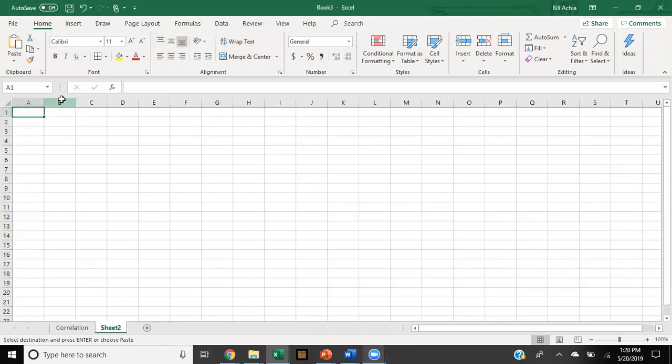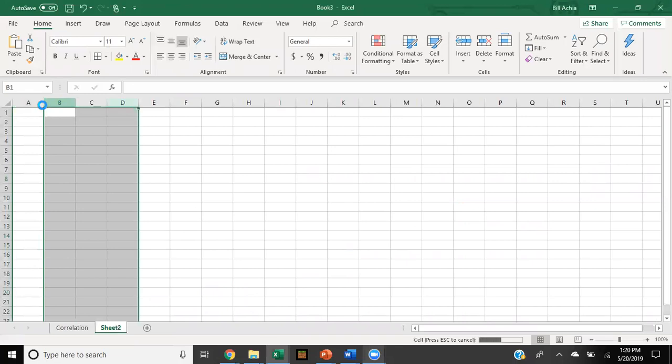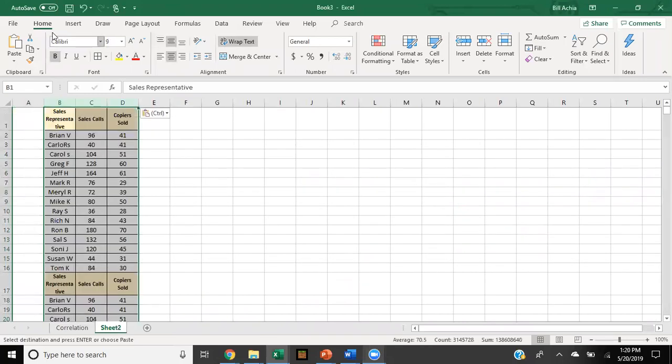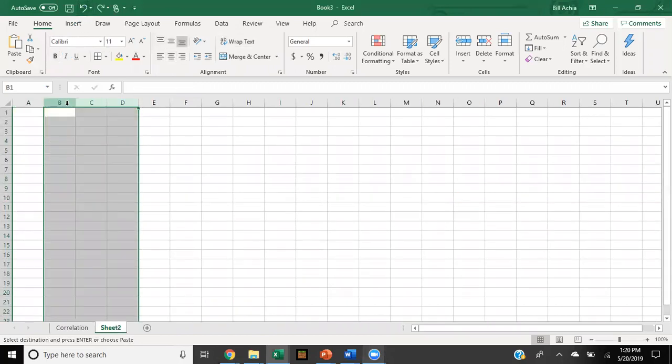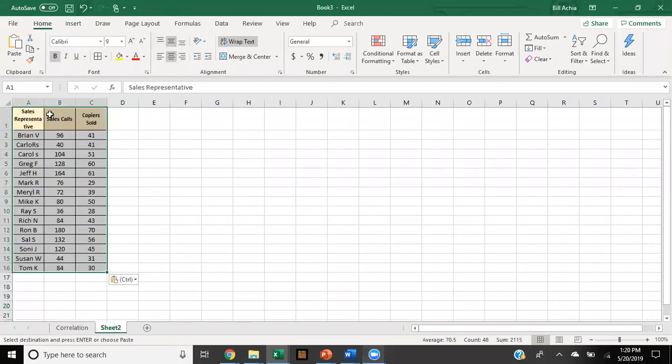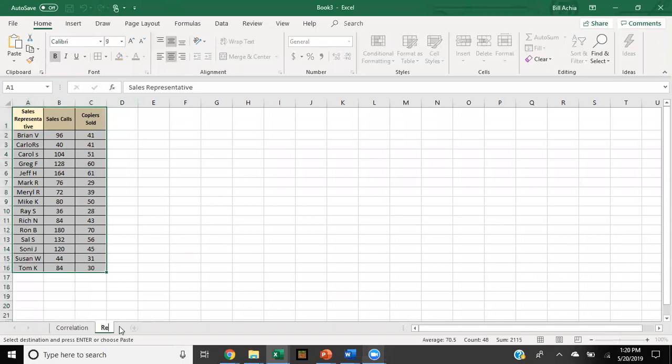paste it into, oops, it's not gonna work. And I'll call this tab regression.